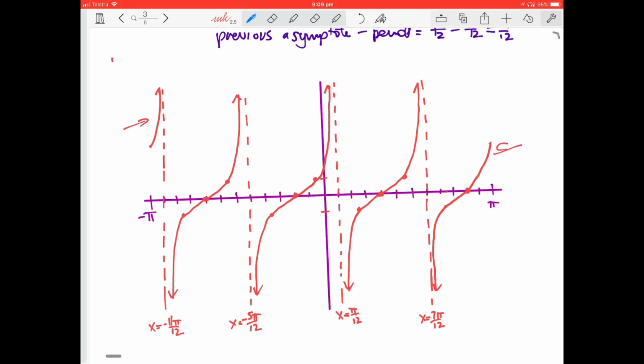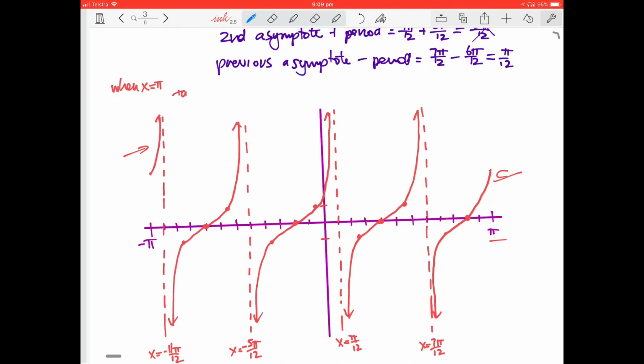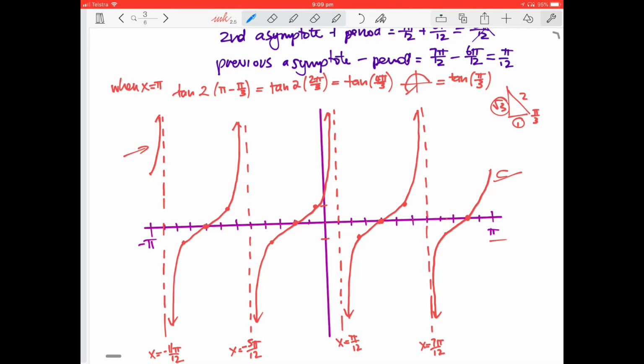Now, if we wanted to find when x equals pi, we get tan of 2 pi minus pi on 3, which is tan 2 pi on 3, which is tan of 4 pi on 3. Now we know that's going to put us into the third quadrant where tan's positive. So that's exactly the same as tan of pi on 3. Okay, we can work out what tan of pi on 3 is from our special triangles. 1, 2, root 3. There is pi on 3. So tan of pi on 3 is root 3 on 1. So this value here is root 3, which is 1.7. So it probably shouldn't be up that high. Let's say it's here. Oops.